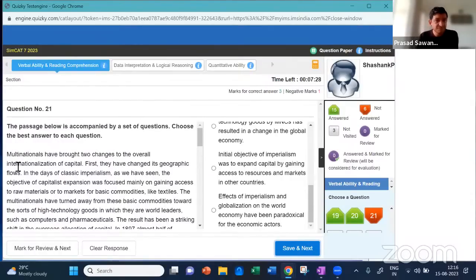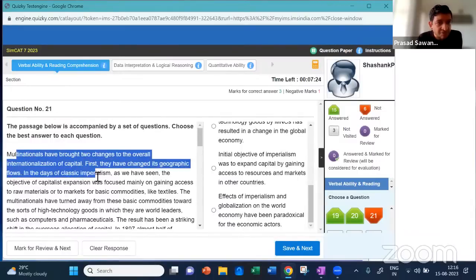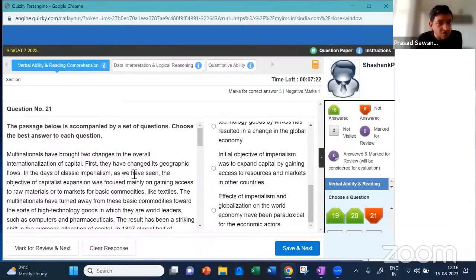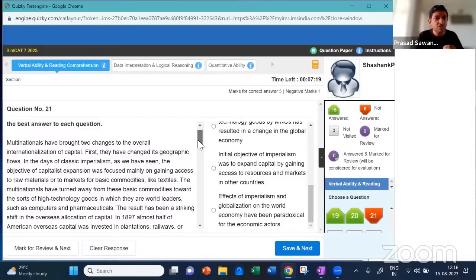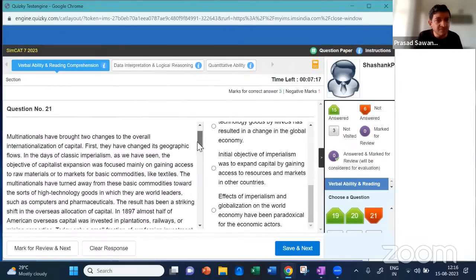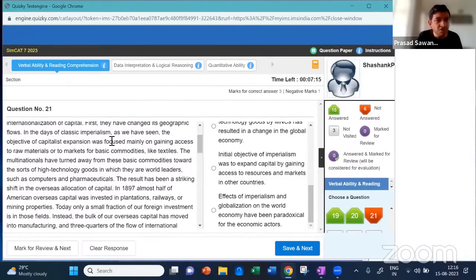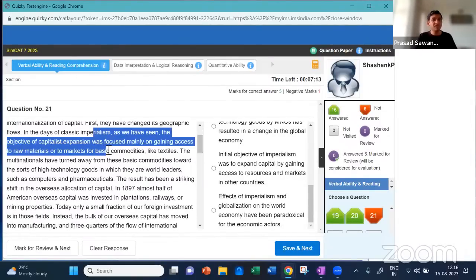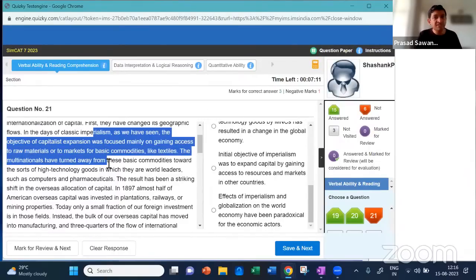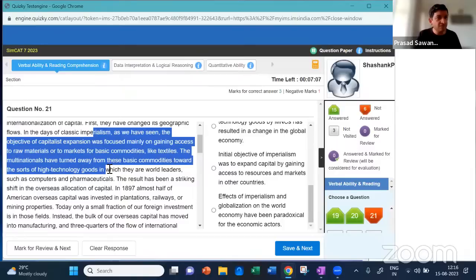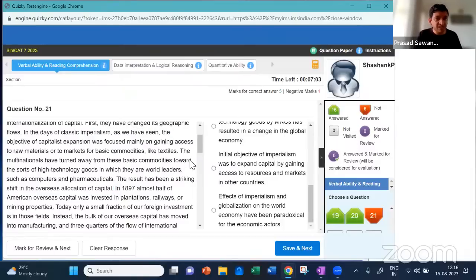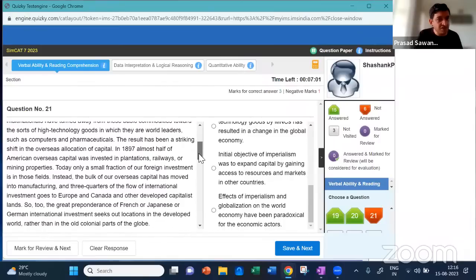Good. Let's see. Multinationals have brought 2 changes to the overall internationalization of capital. They have changed its geographic flows. So MNCs ki there is a lot of capital flowing in. Classic imperialism, as we have seen, the objective of capitalist expansion was focused mainly on gaining access to raw materials or to markets for basic commodities like textiles. So earlier they used to look at basic commodities and raw materials. Now they have gone to high technology goods, computers, pharmaceuticals, striking shift in the overseas capital allocation.